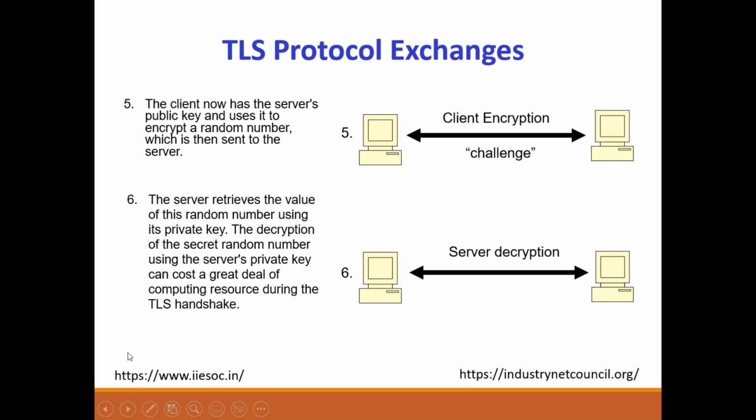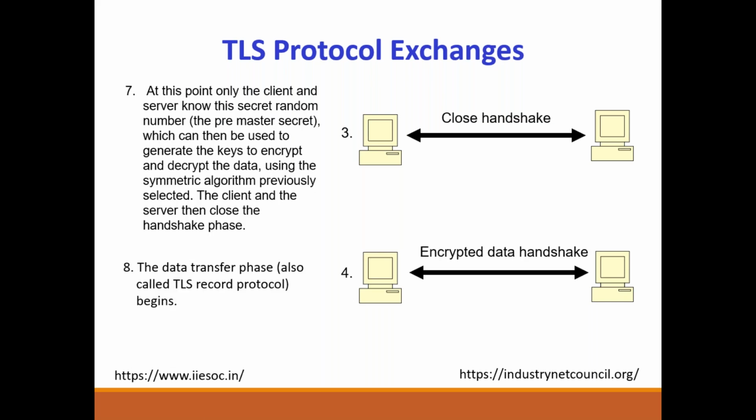Of course, the problem with offloading stuff to hardware is how do you change it if a problem is found. So what happens then is that now only the client and server know this secret random number, the pre-master secret, and that is used to generate the keys to encrypt and decrypt the data.